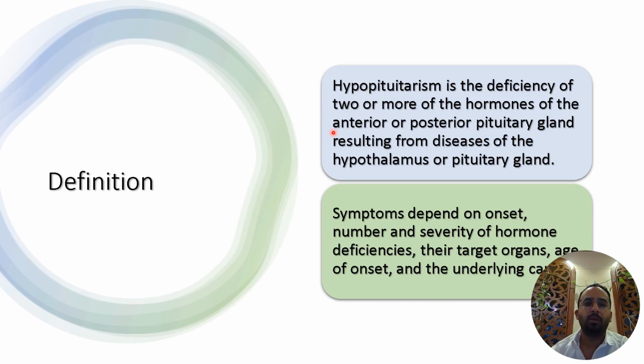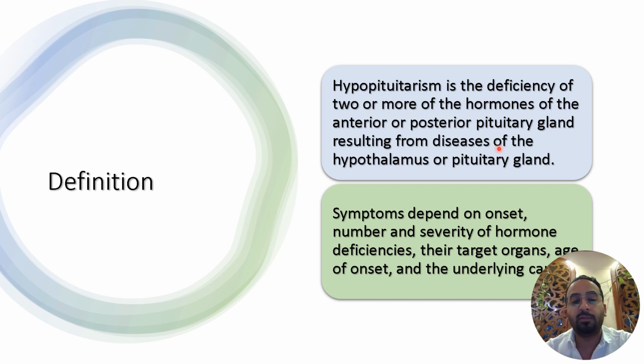So hypopituitarism is a deficiency of two or more hormones of the anterior pituitary gland, but the posterior pituitary gland is also included in this definition, from disease that can affect the pituitary or hypothalamus. So the presence of two or more hormones affected gives us a definition of hypopituitarism, while in the presence of all hormones of the pituitary gland affected, it will be called panhypopituitarism.